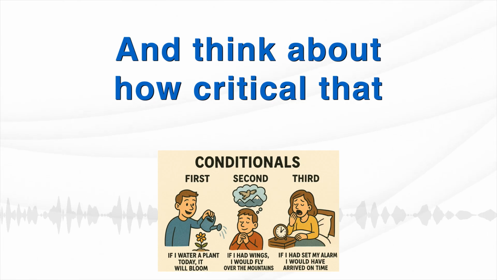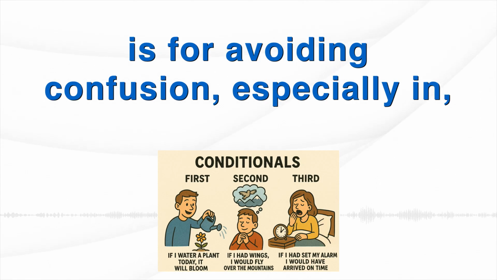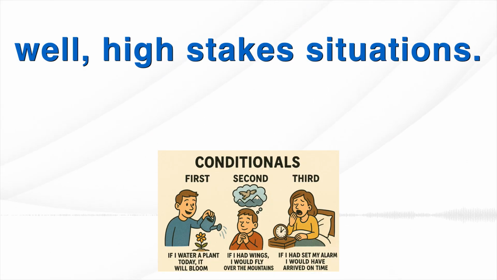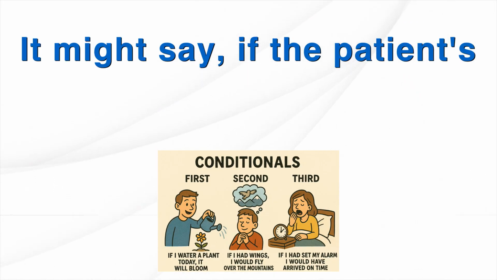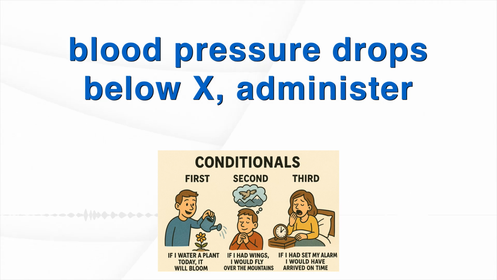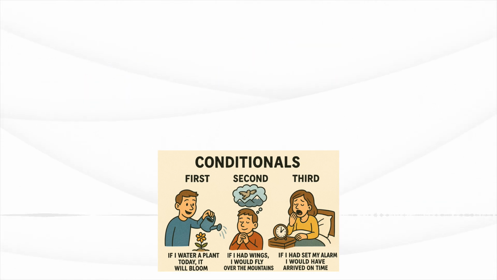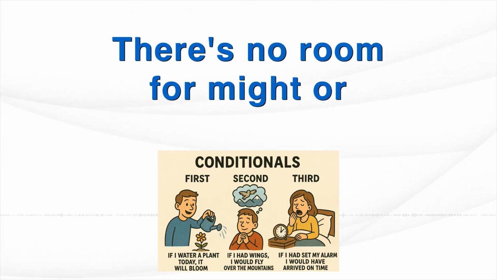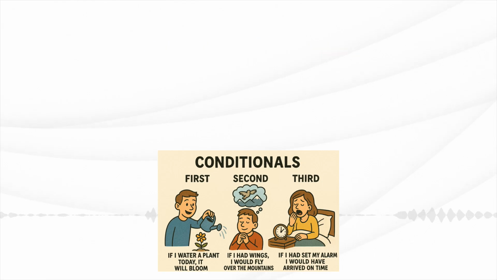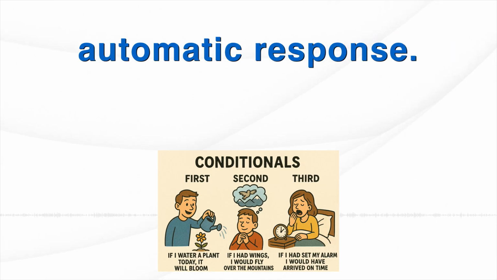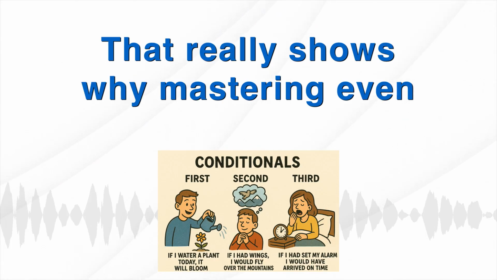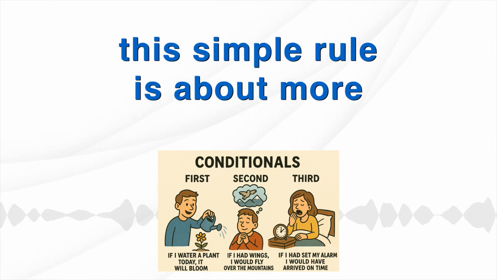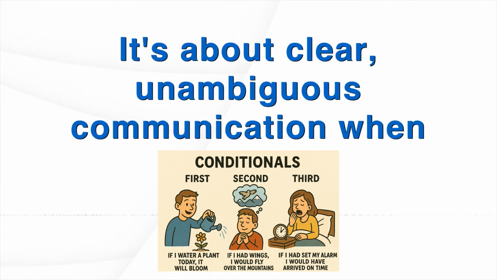And think about how critical that is for avoiding confusion, especially in high-stakes situations. Like what? Well, imagine a medical instruction. It might say, if the patient's blood pressure drops below X, administer Y medication. Okay, yeah. Very direct. Exactly. There's no room for might or would there. It has to be a predictable, automatic response. That clarity can be life-saving. Wow, okay. That really shows why mastering even this simple rule is about more than just grammar. It's about clear, unambiguous communication when it really counts.